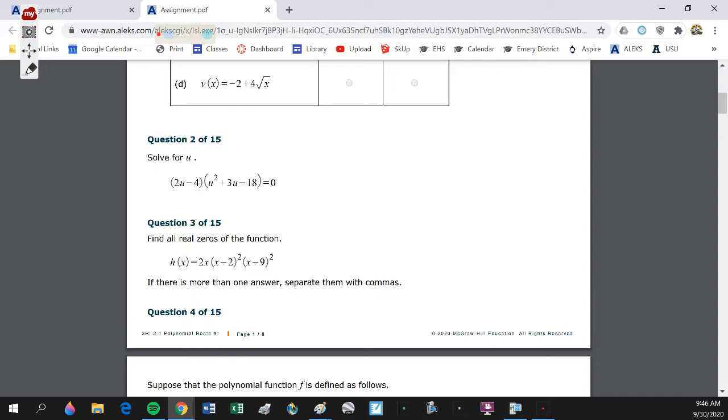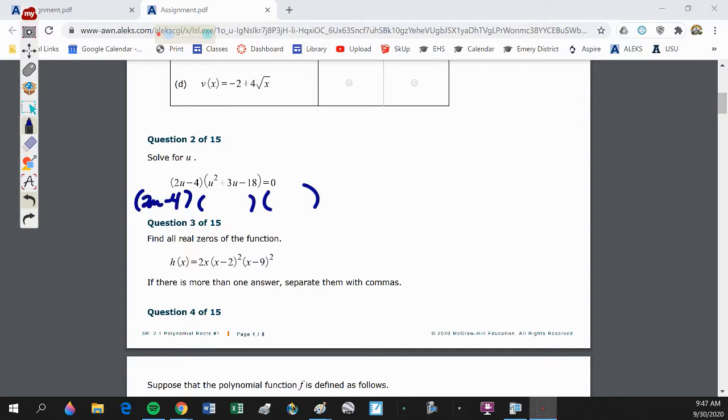Now we have a polynomial that's kind of split into two parts, and it says solve for u. Well, this first one is already set up in factored form, but the next one we need to factor. So 2u minus 4 stays there. Are there two numbers that multiply to be negative 18 and add to be 3? u plus 6 and u minus 3. And if you need to use the box for that, go right ahead.